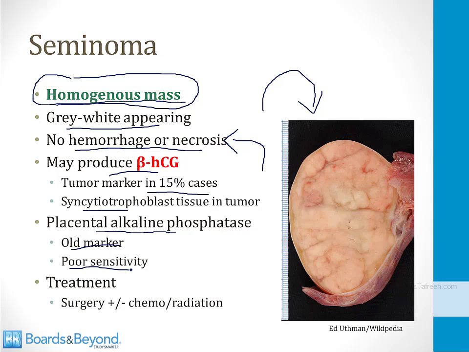And then finally, seminomas are famous for being among the most curable solid tumors, so they are treated with surgery and sometimes chemo and radiation if they've spread to the lymph nodes or elsewhere, but in general they are highly curable and famous for being a very treatable form of solid cancer.